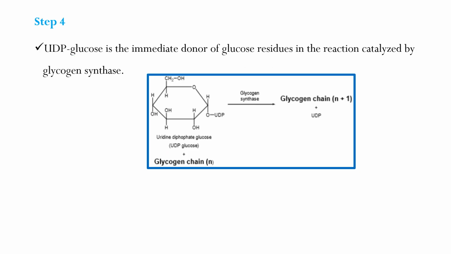In step 4, uridine diphosphate glucose is the immediate donor of glucose residues in the reaction, and this reaction is catalyzed by glycogen synthase. When the number of glucose residues is more than 8, then glycogen is formed. Then this glycogen is either stored in the liver or in the muscle.